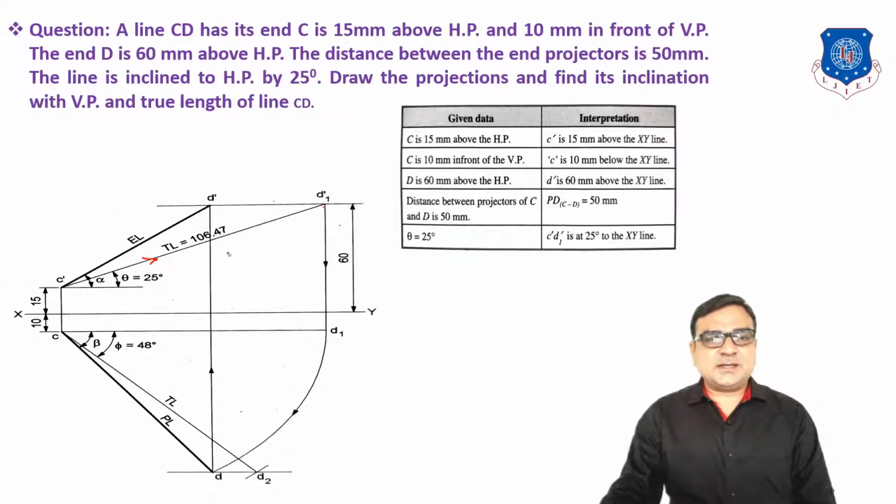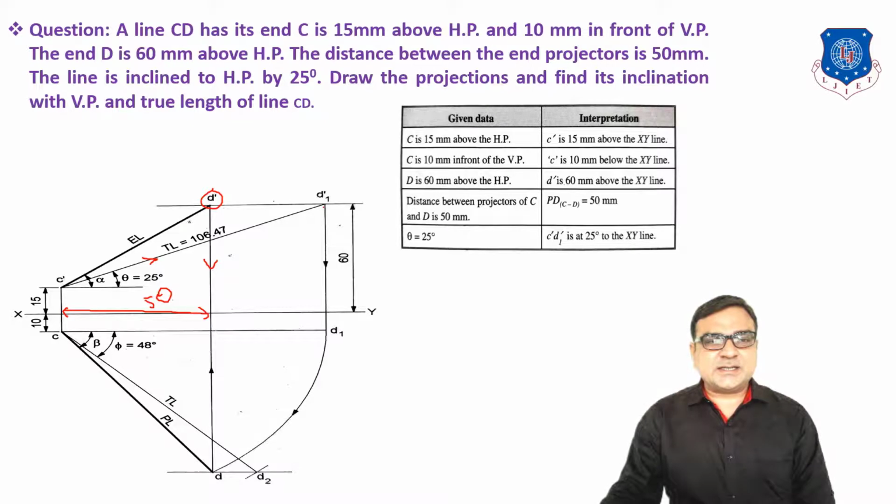So we will get D1 dash, and from D1 dash you have to draw a vertical line up to the horizontal line of C. Now the end projector length is given as 50 mm. So here C dash C is the vertical line, and from that you have to take a 50 mm distance and draw a vertical line. This line is where D dash and D will come. Because D is 60 mm above HP, you can locate D dash as 60 mm on this horizontal line.